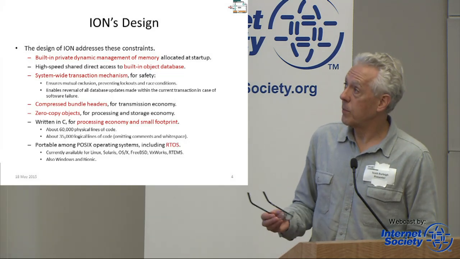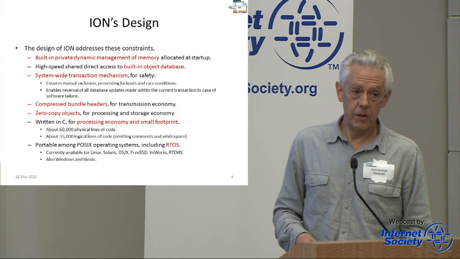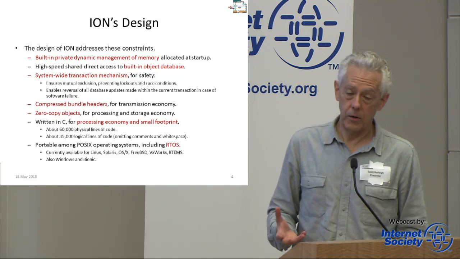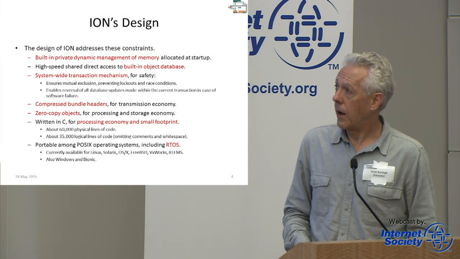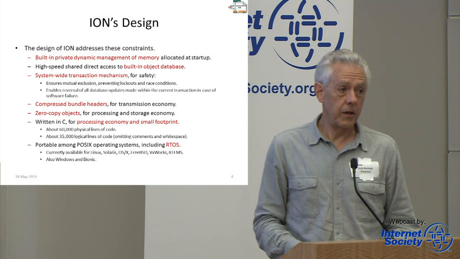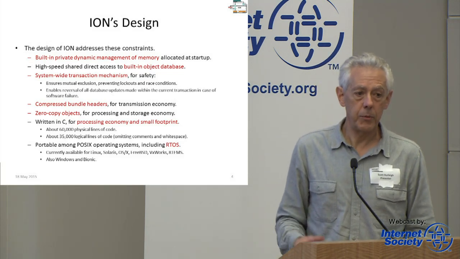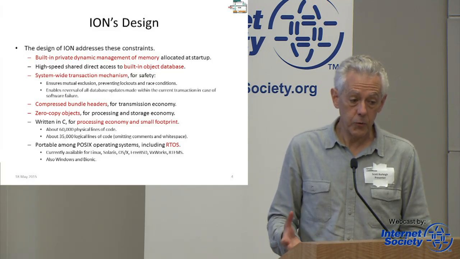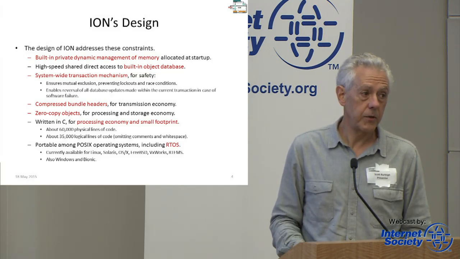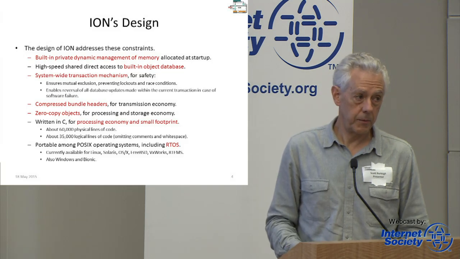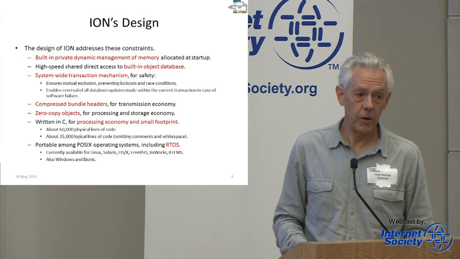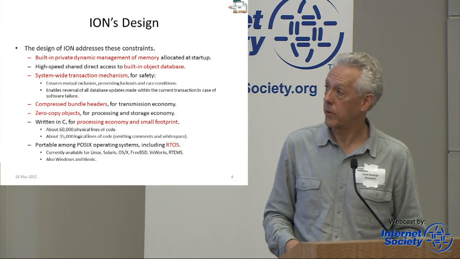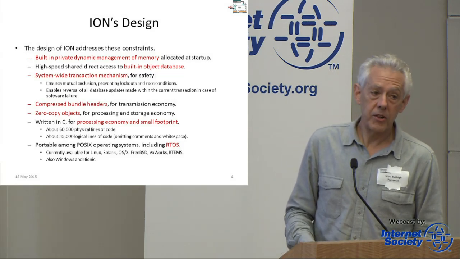That same transaction mechanism also is used to ensure mutual exclusion, so that you prevent race conditions and lockouts. The bundle headers: the DTN implementation for ION was the first one to use compressed bundle header encoding, because we wanted to be able to shrink the bundle headers down to a small size for transmission, for economy in using the bandwidth. Zero copy objects.